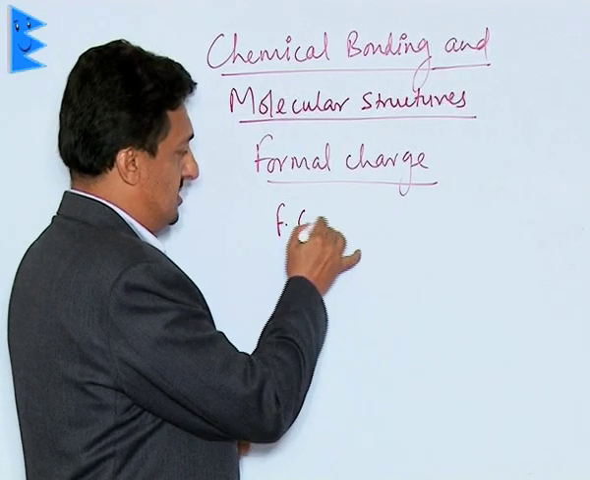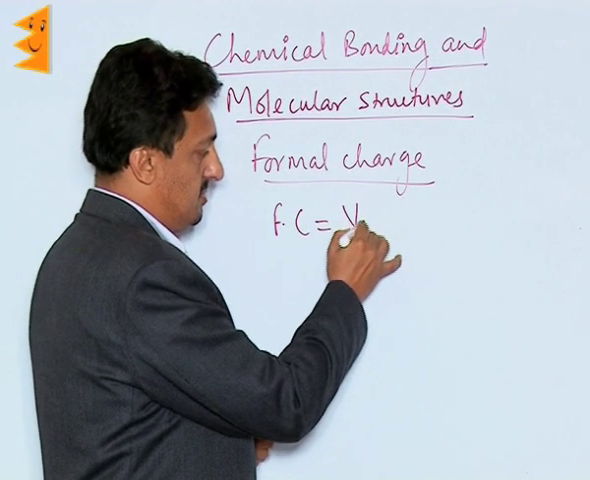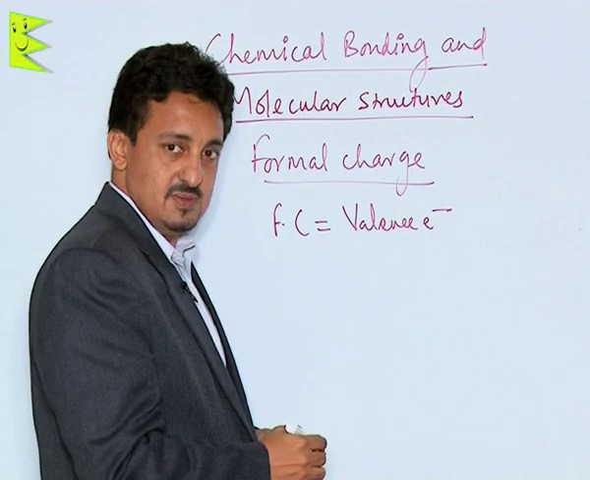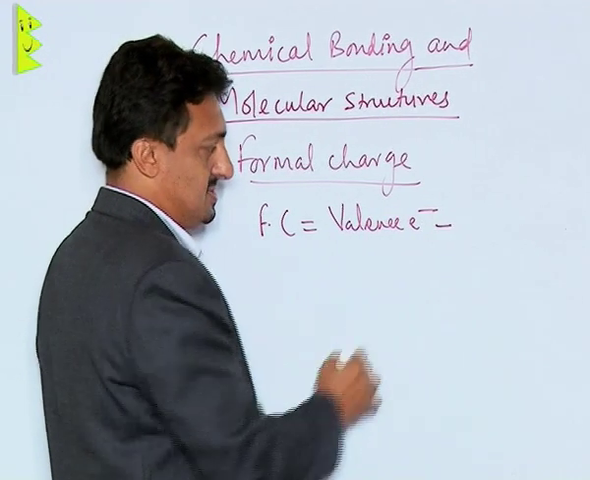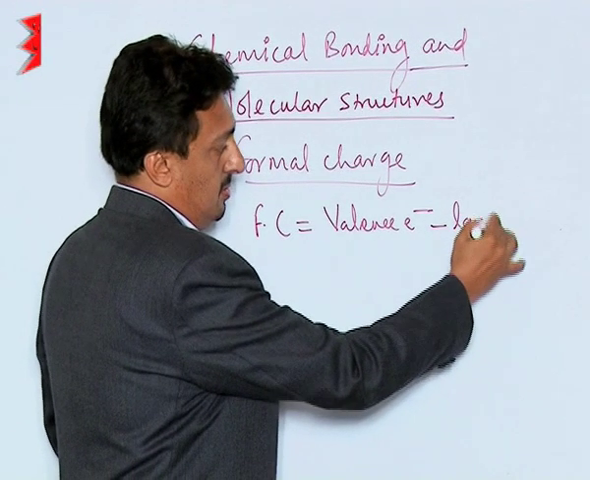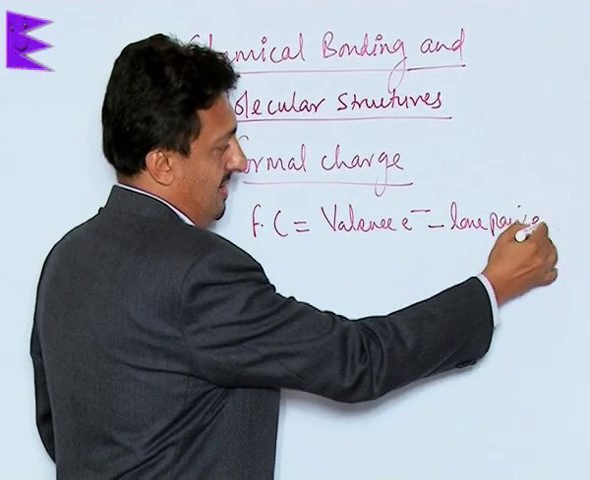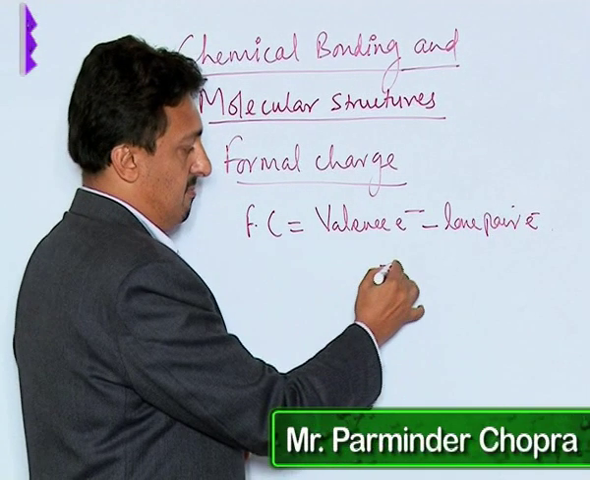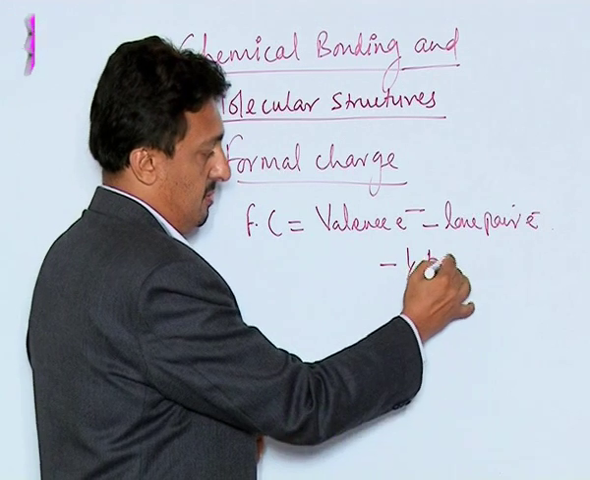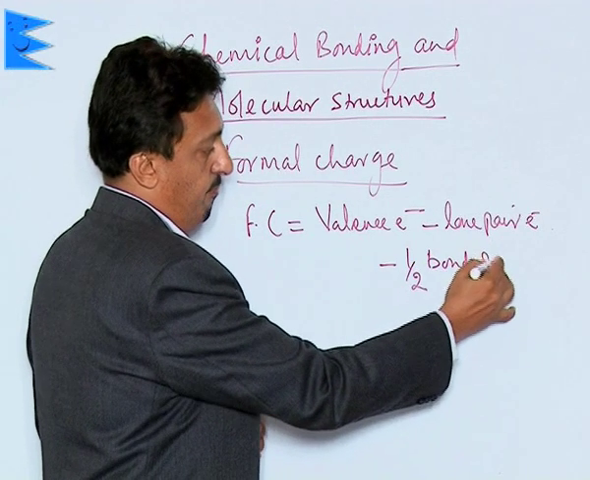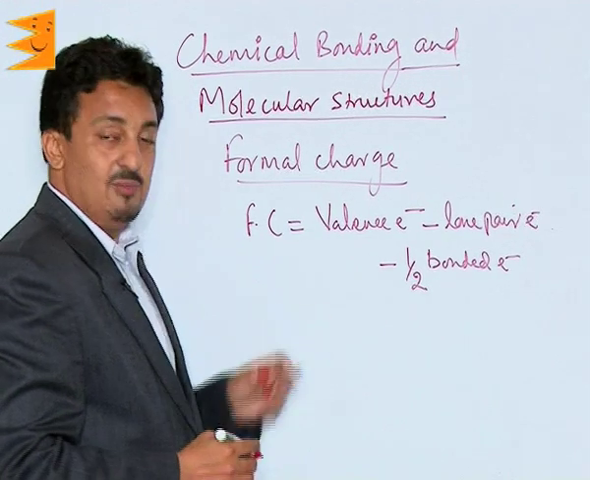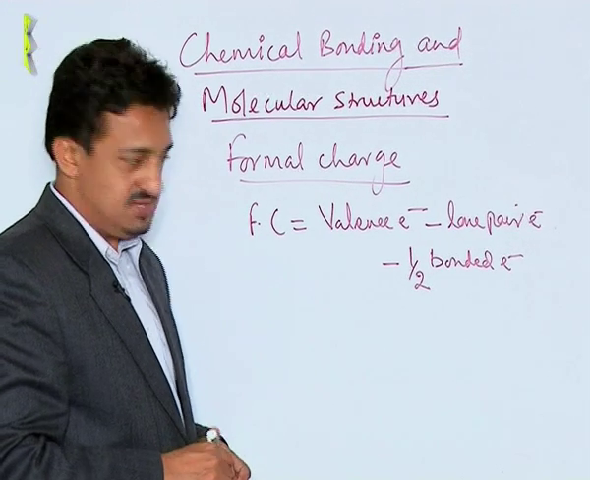Formal charge is always equal to valence electrons minus lone pair electrons minus half of bonded electrons. This is the formula for finding out the formal charges.